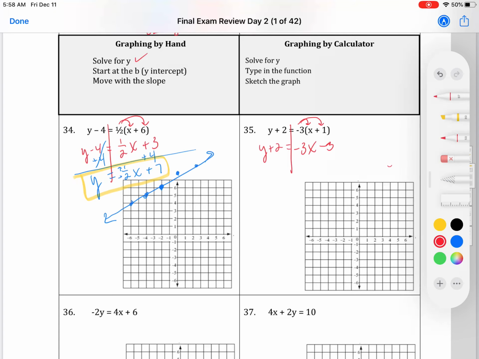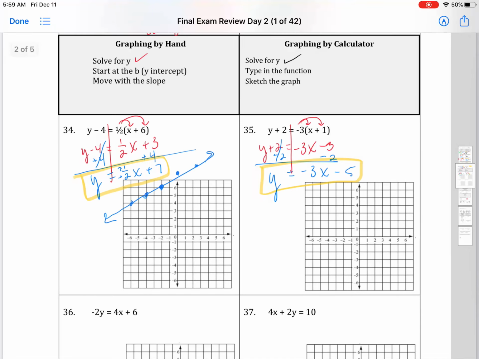Begin. So in this one here, by the calculator, if you want to do it this way, you solve for y, and then you just type it into the calculator, and then you sketch it. If you don't want to do it by the calculator, you can do it by hand. But we cannot graph unless y is by itself. Once y is by itself, then you can graph. Okay, go ahead and graph number 35. Also a little ugly, it's going to graph off of the line, but that's okay.